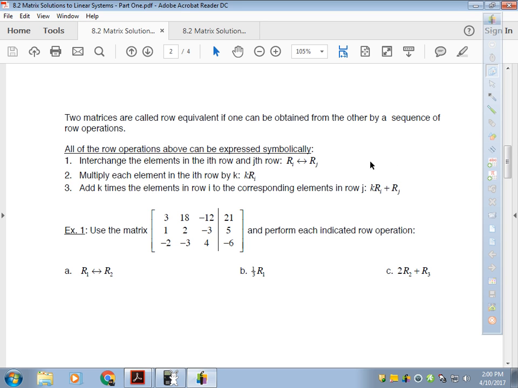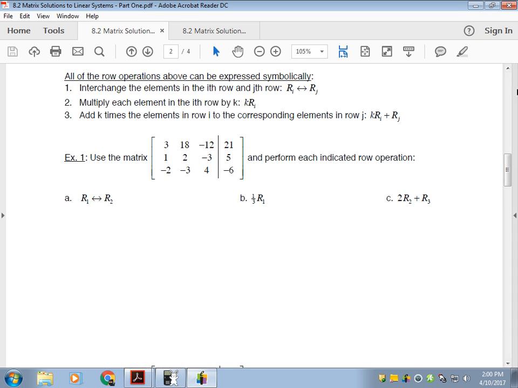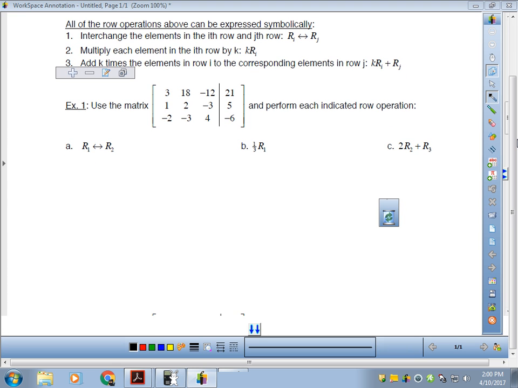So just to get you used to these row operations before we use them, we are going to do a couple of simple little examples. They're not too bad. So we have a matrix here: 3, 18, negative 12, 21; 1, 2, negative 3, 5; negative 2, negative 3, 4, negative 6. And it asks us to perform these operations.